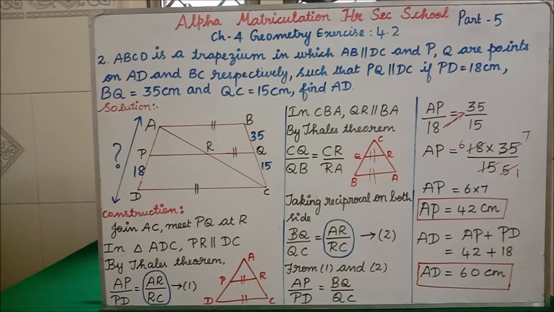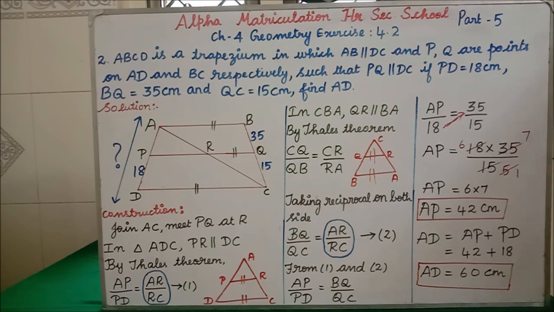Now I am cancelling 15 and 18 in the 3 table. In the 3 table, 18 comes 6 times. In the 3 table, 15 comes 5 times. Again 5 and 35 get cancelled. In the 5 table, 5 is 1 time, and 35 comes 7 times. So what remains in the numerator is 6 into 7. 6 7s are 42. So the AP value we have found is 42 centimeter.